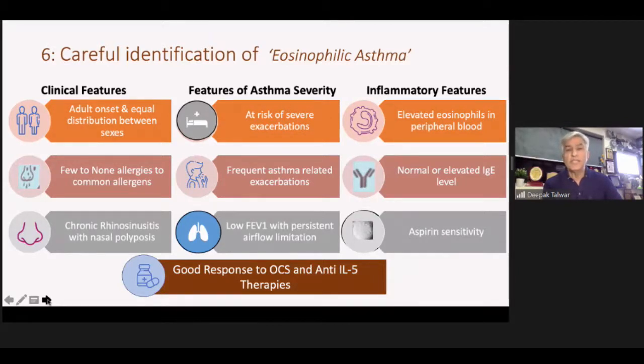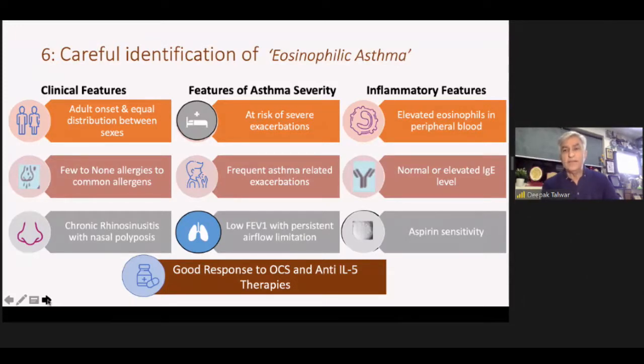So to summarize, the features of severe eosinophilic asthma are adult onset, equal distribution between sexes, few to no allergies to common allergens, and chronic rhinosinusitis with nasal polyposis. These are the patients who are at risk of severe exacerbations, frequent asthma-related exacerbations, accompanied by low lung function with persistent airflow limitation.